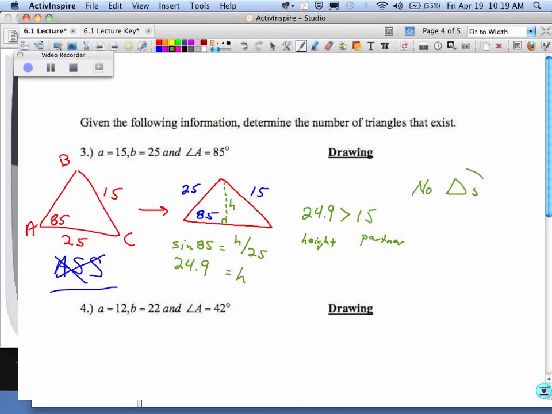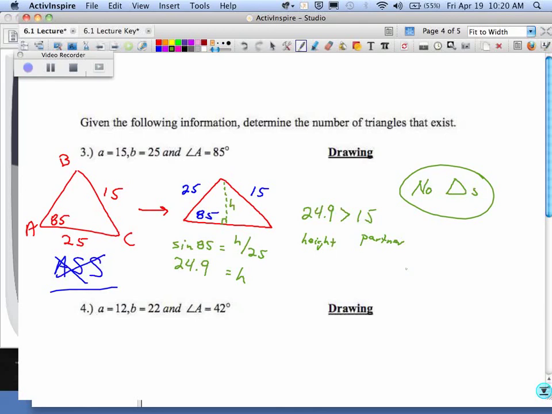No triangles exist. This is the problem where during the test, the people who aren't studying this come up to me and say, my calculator isn't working. You guys are laughing, but I'm going to have the last laugh because I will start laughing at you during the test in hopes that I remind you, pay attention to what you're doing.